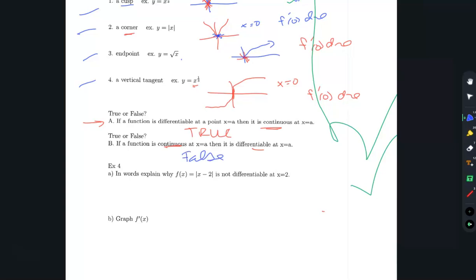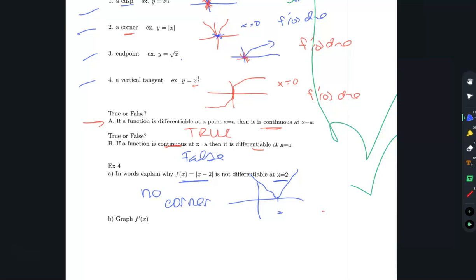Okay, so let's look at this graph. f of x is absolute value of x minus 2. You know that that's just the absolute value graph shifted over 2. So is this differentiable at x equals 2? No, because it's a corner. That's all you'd have to say.